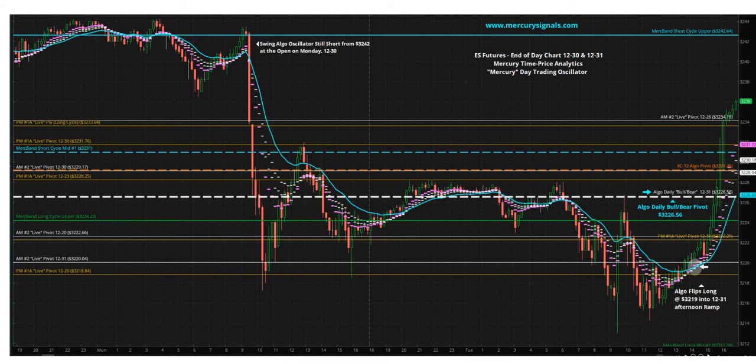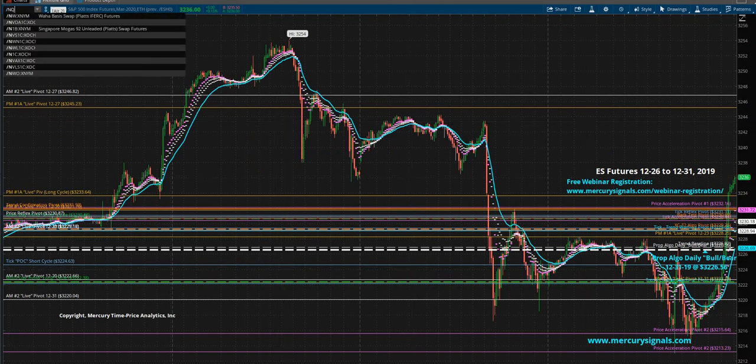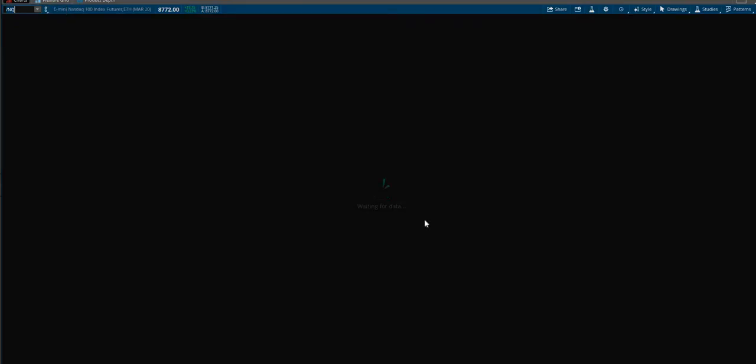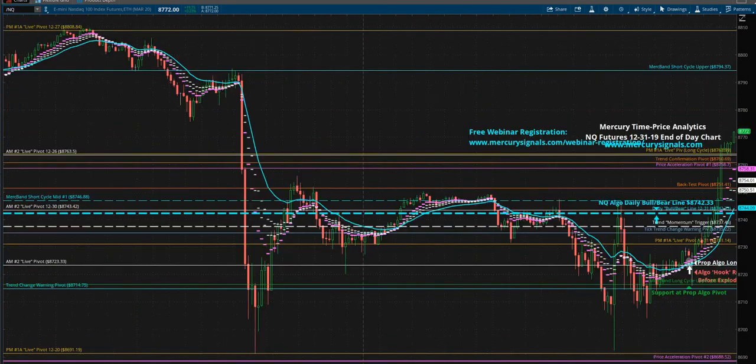So the last thing I want to show you is NQ, as the rocket's red glare. Let's just change our chart. In order to actually show you NQ, we need to pull up NQ. All right. So this is just a little thing that we look for, these algo hooks. Now, again, can you be any more precise than that?